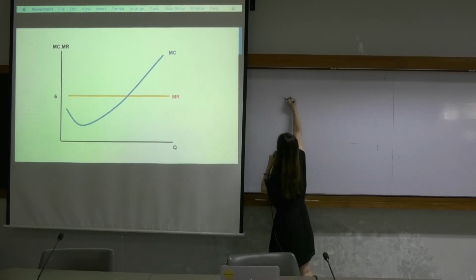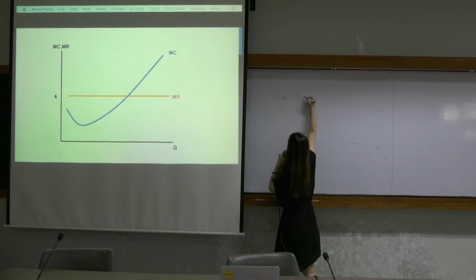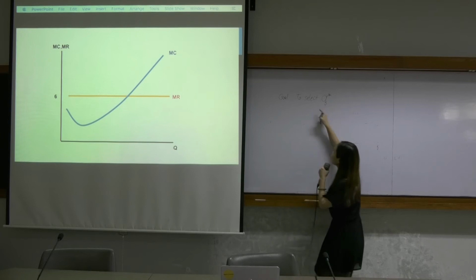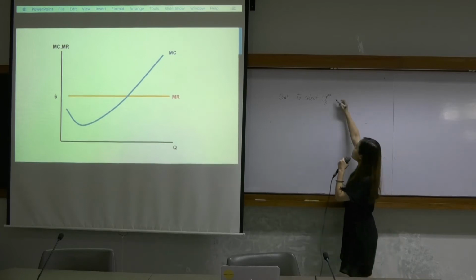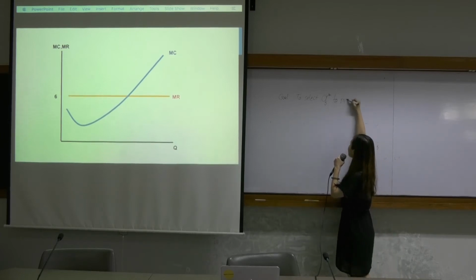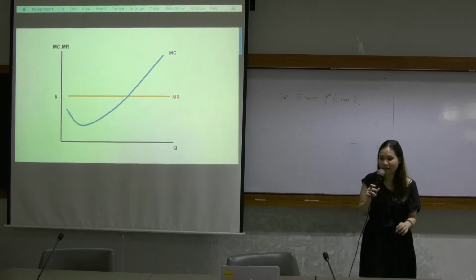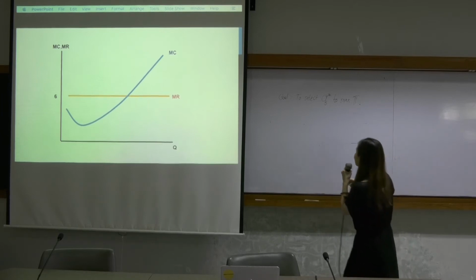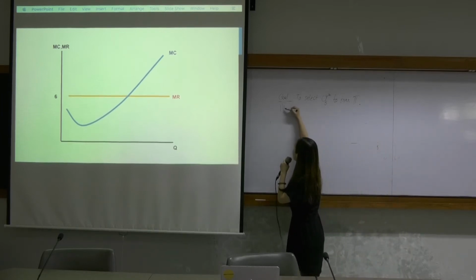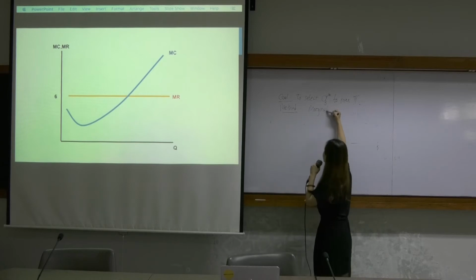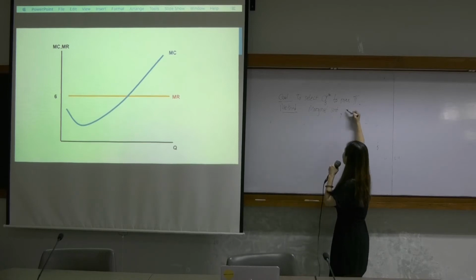So the goal is to select Q star, right? The optimal level of output to maximize profit, okay? To maximize profit. So in doing that, the method the firm uses is marginal analysis. So marginal cost, marginal benefit analysis.